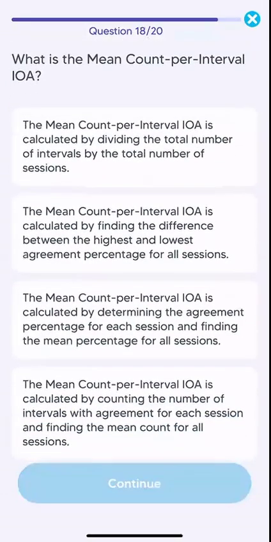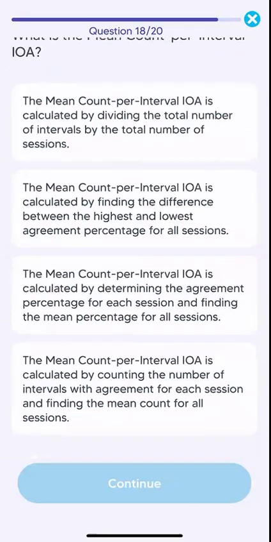What is the mean count? Count symbol? The mean count. This symbol is one divided by the big one. Count total, not mean. Total count. Which one? Mean and mode.